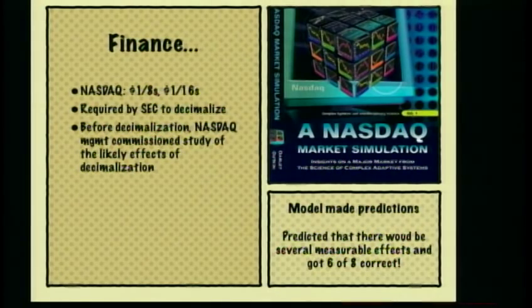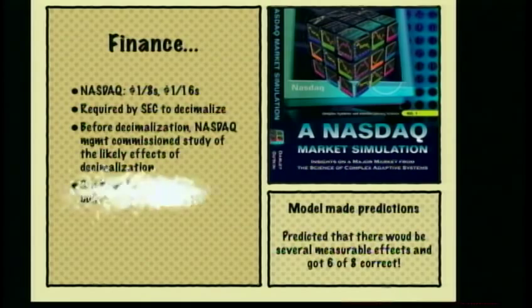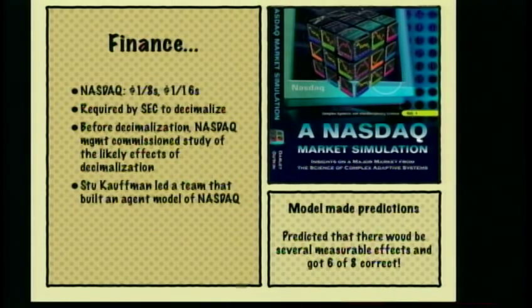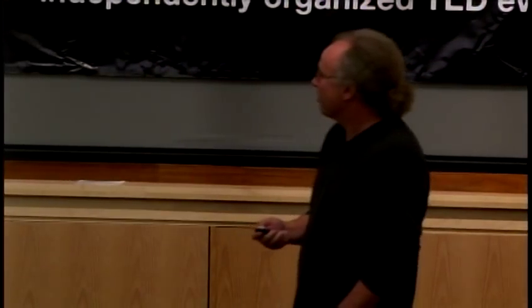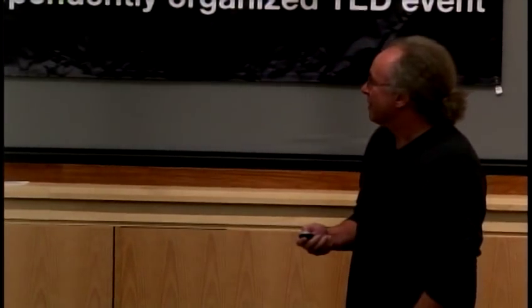And so what they did is, they hired a company to build a model of this. In fact, it was Stu Kauffman, well known to Vermonters, I think, who was involved with this. And they built a model with evolutionary agents, and as it says in this lower box here, they predicted that there would be several effects, and most of the predictions came out to be right. That is, they made projections or forecasts about what would be the effect on volatility, price formation, price discovery, all these things. And in this book, they describe how these things either were or were not borne out when the market was decimalized. So this is an early example.